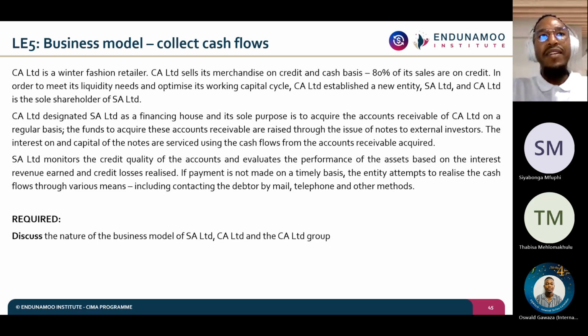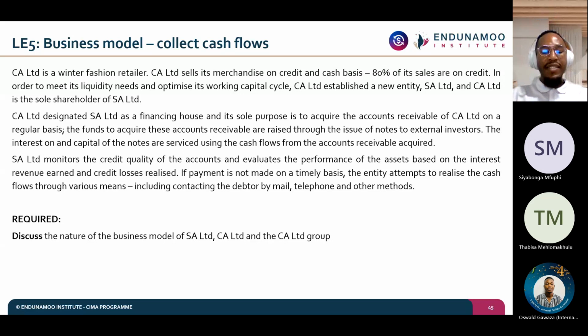SA Limited monitors the credit quality of the accounts and evaluates the performance of the assets based on the interest revenue earned and credit losses realized. If payment is not made on a timely basis, the entity attempts to realize the cash flows through various means, including contacting the debtor by mail, telephone, and other methods.